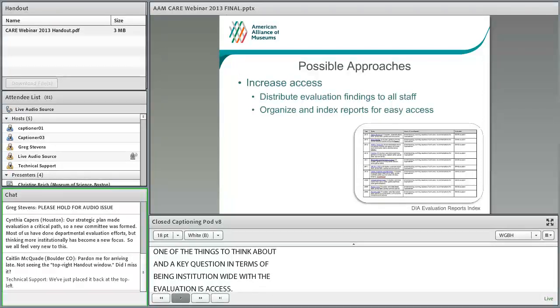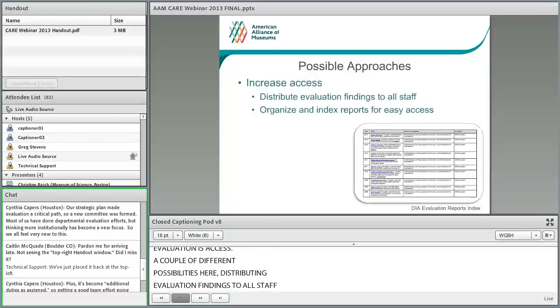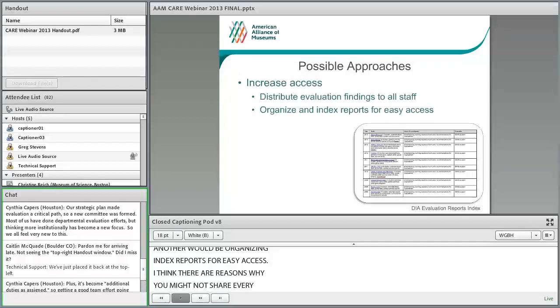A couple of different possibilities here: distributing the evaluation findings to all staff. Another would be organizing index reports for easy access. I think there are reasons why you might not share every evaluation with everyone, but in general it's going to help move you toward being institution-wide with your evaluation program. Even if staff members end up coming to you for information, posting the results and reports on a share file with some sort of index and an easy way to connect to those files helps send that signal that evaluation findings are an ongoing resource for everyone in the organization, not just something that you do once in a while, not for a single group, not at a particular time.